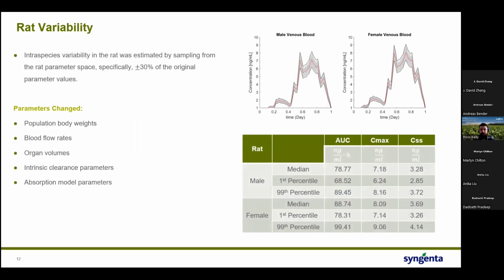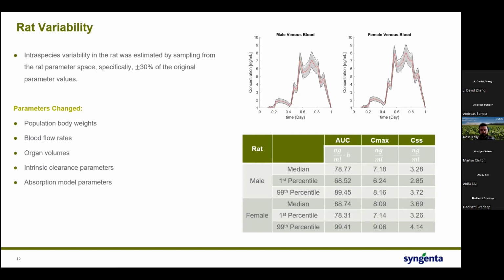And then what we decided to do was introduce some variability within the model. So we're looking at intraspecies variation. Again, we're trying to understand the kinetics and make some prediction on kinetics, looking at that uncertainty down the line. So specifically, we introduced a 30% deviation from a series of parameters, including body weights, flow rates, clearance, and absorption. And then simulations gave us a profile for the variability with respect to the dietary consumption.